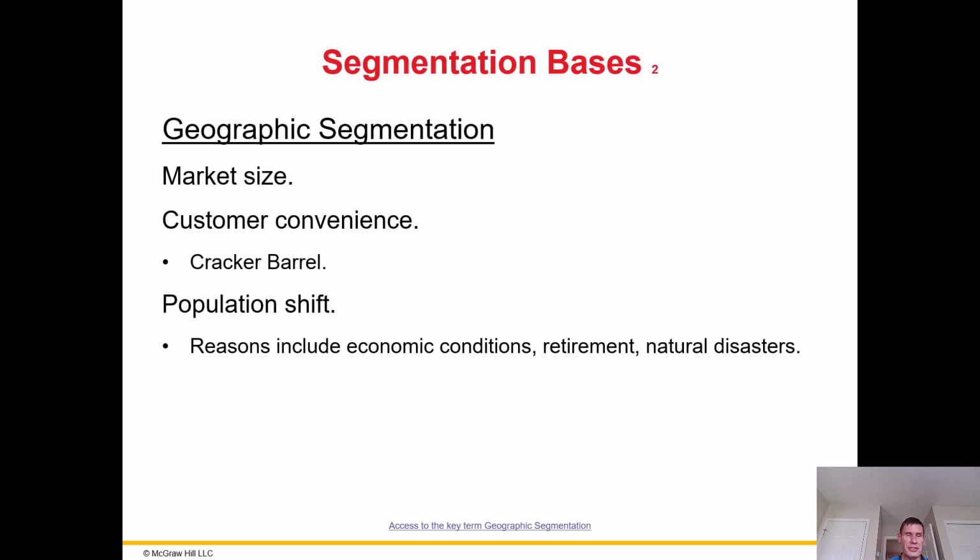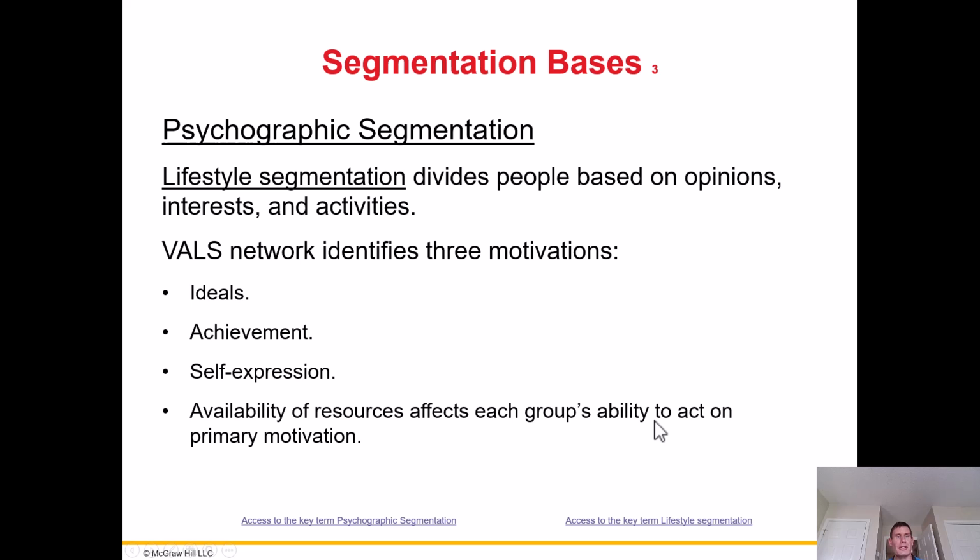Population shift. The reasons for this could include economic conditions, people moving around for jobs, people retiring, maybe natural disasters that force people to move from one area or locale to a different one. So psychographic segmentation. Think of this as dividing people based on opinions, interests, and activities. What we call the VALS network. I don't really get into what that is here, which is kind of beyond the scope of this class, but we just know that it identifies three motivations: ideals, achievement, and self-expression.